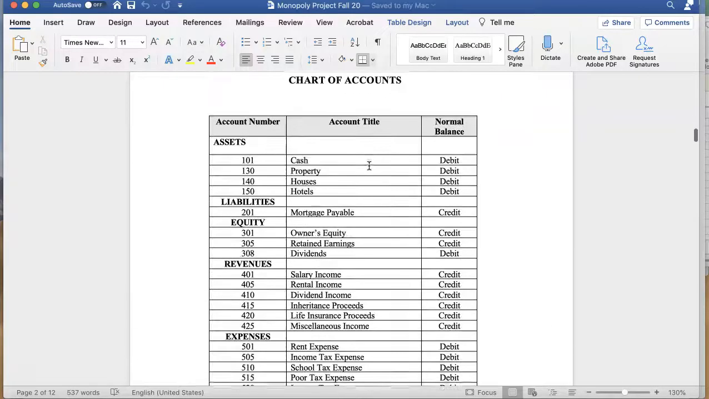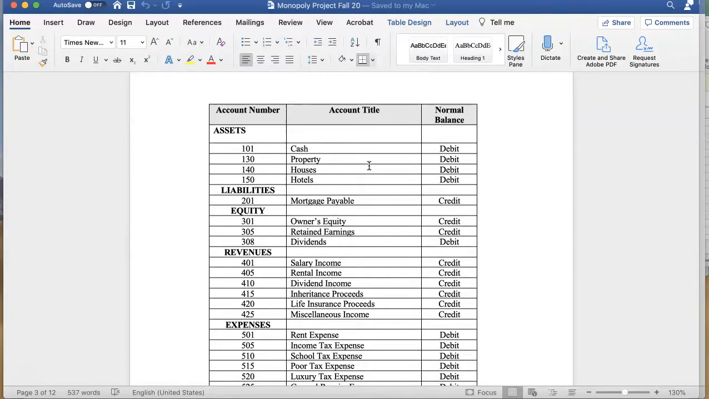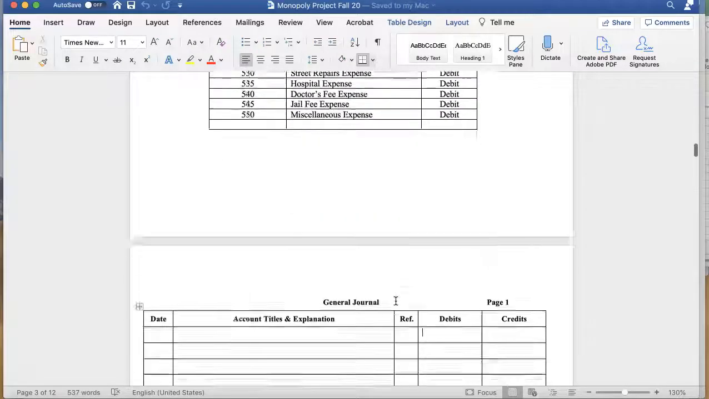So I know I'm going to have at least 2 accounts affected in any transaction. In this game, we're only going to have 2 for each different transaction. So I'm going to look and see if I have an account. These are accounts that I could record cash in, and I do. And then I am also going to have some owner's equity. And so here is the owner's equity account. So here's how I would record that transaction.